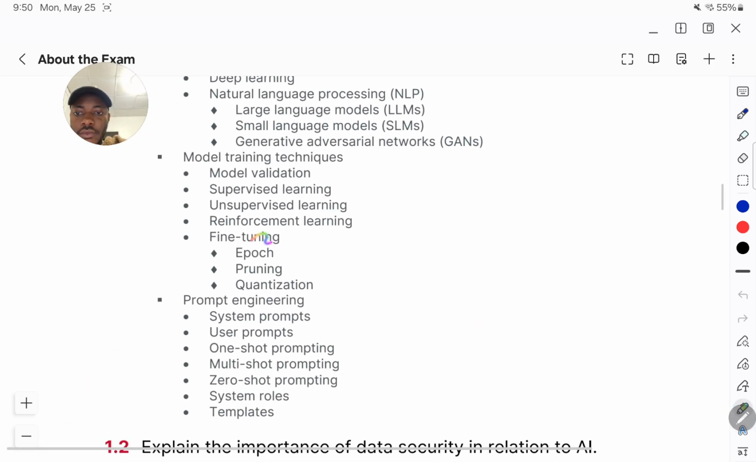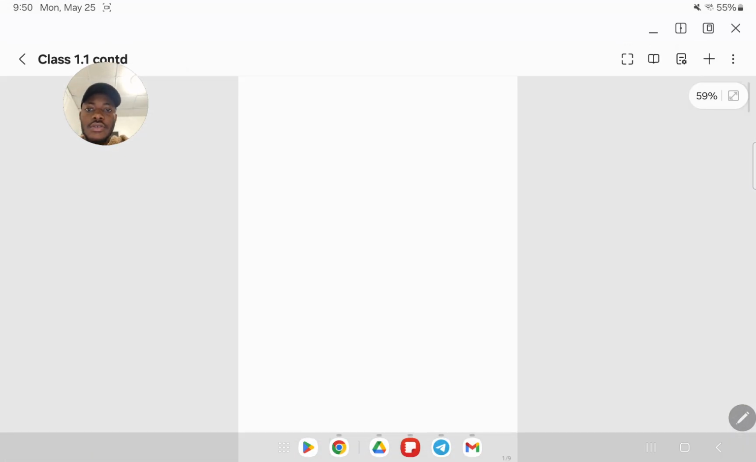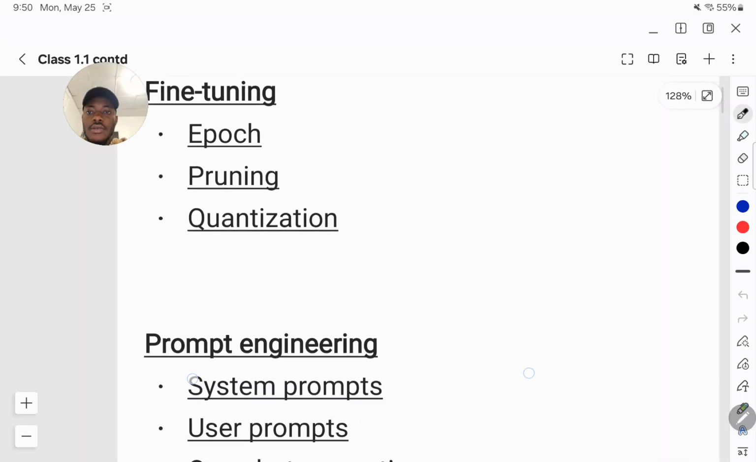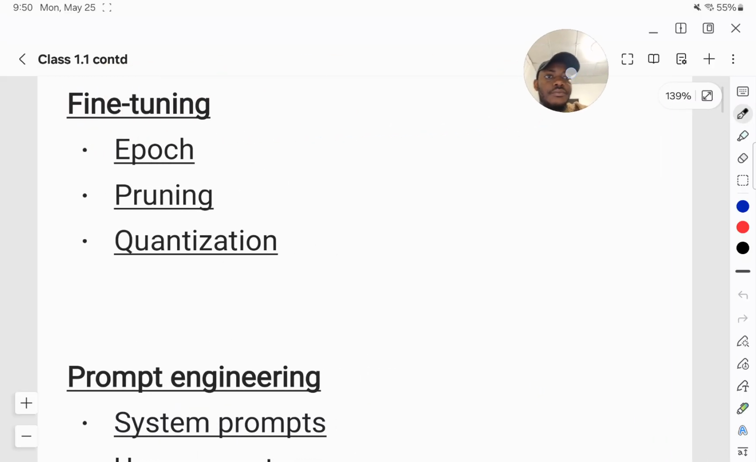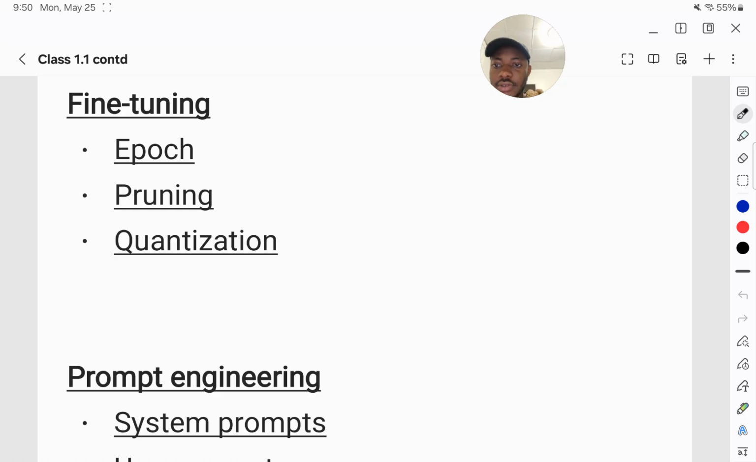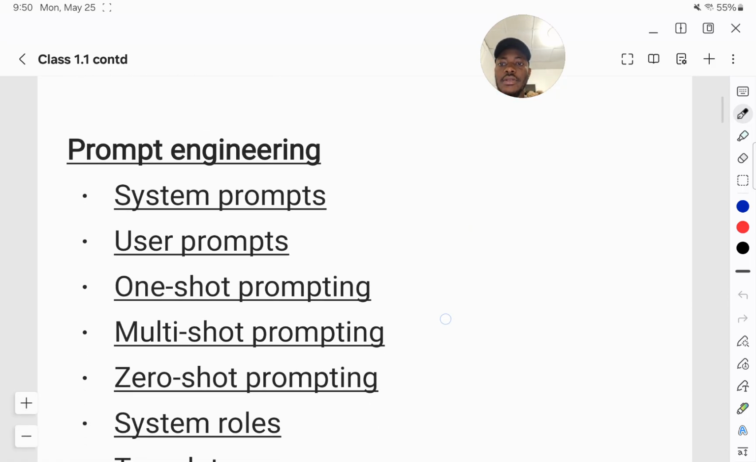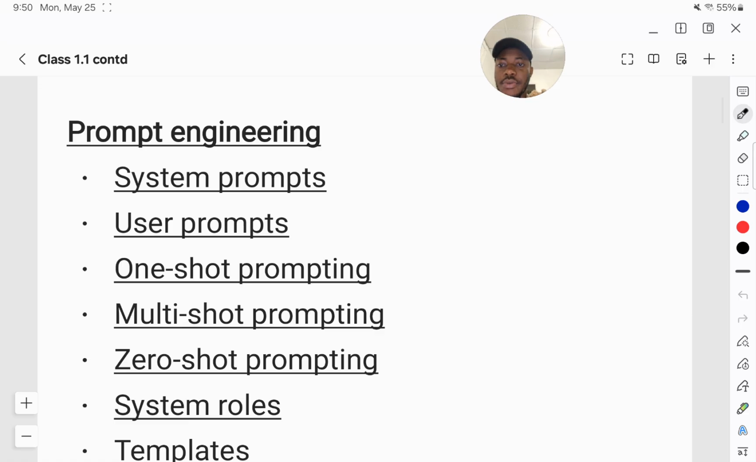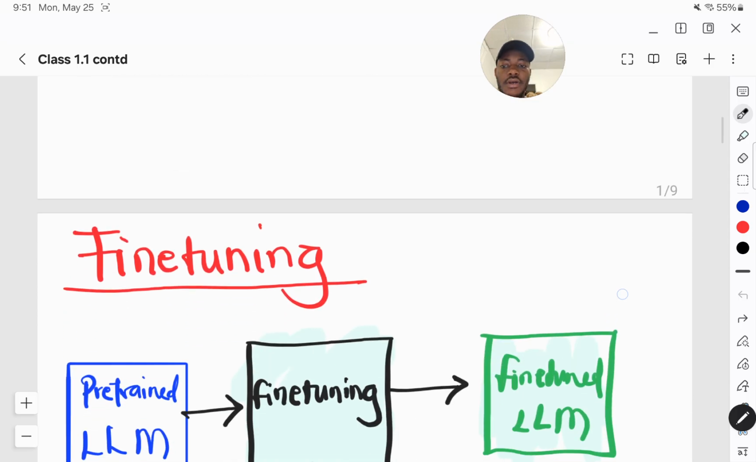look at fine tuning as a whole. We'll also look at prompt engineering, and then we'll consider all the subtopics under fine tuning and prompt engineering. So let's just go straight to the main thing we have. So again, in this video we'll talk about fine tuning, and then we'll talk about pruning, quantization, and prompt engineering subtopics such as system prompt, user prompts, one-shot prompting, multi-shot prompting, zero-shot prompting, and system roles and templates. So having said that, let's just go to the first aspect of our topic for today.